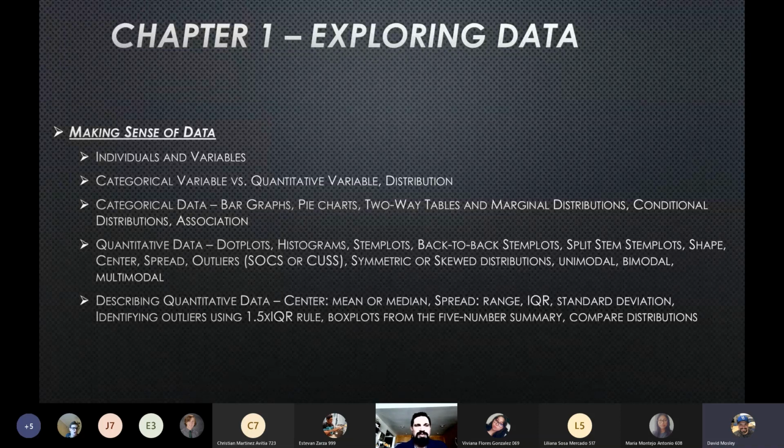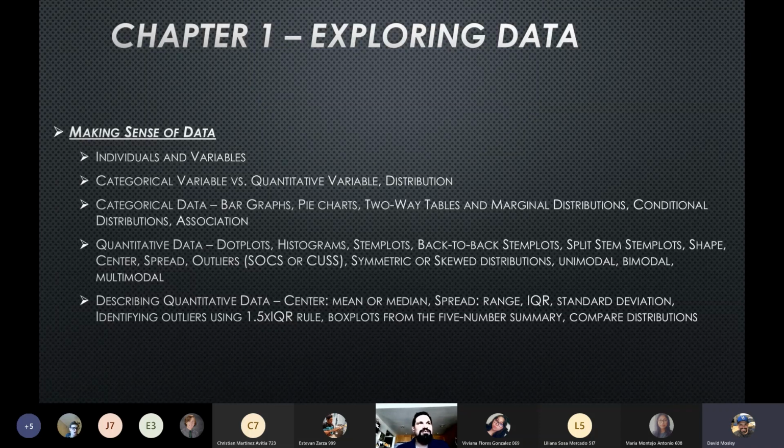A categorical variable is a category. Hair color, eye color. Those are categories. I can't take the category of hair color, brown, blonde, brunette, whatever, and average those values, because they're not values, they're categories.